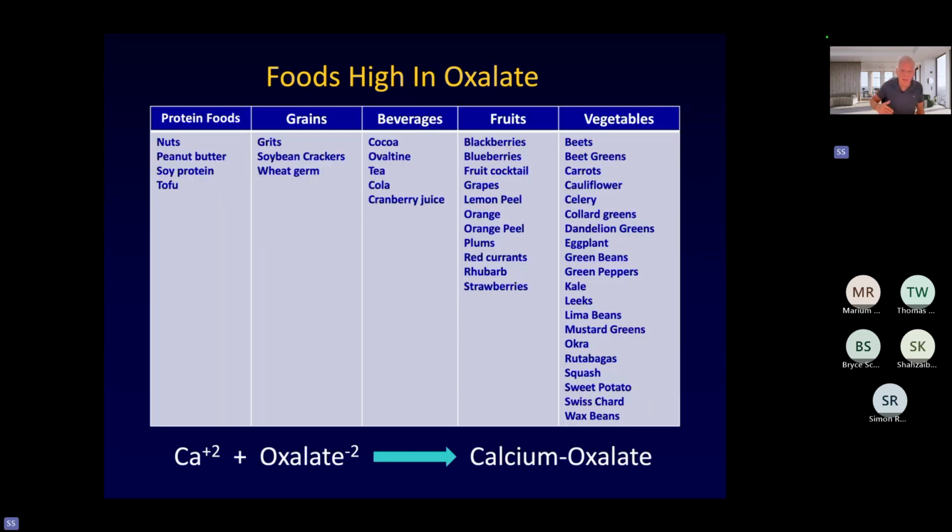These are the foods that are high in oxalate. Remember, calcium oxalate in the gut is fine. Calcium oxalate in the kidney is not. So these are the foods that one is going to avoid in patients with short bowel syndrome, particularly if they have ileal resection. And there's a wide variety of them, and you should keep these in mind.